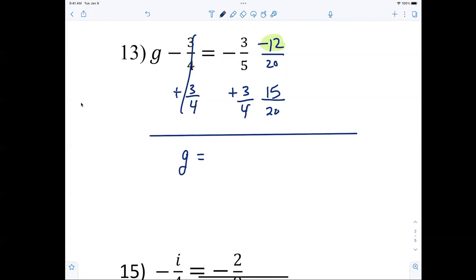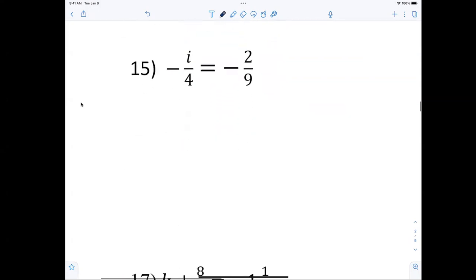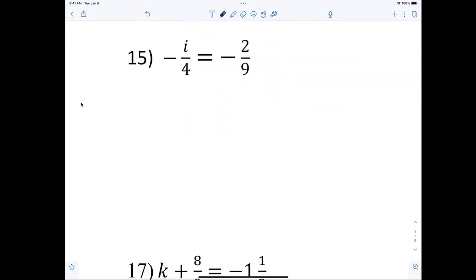It is positive. Now, if anybody in here doesn't know how to do fractions, we're in trouble. All right. I can't teach you algebra if you can't do fractions. All right, next. Uh-oh, what do I have here?